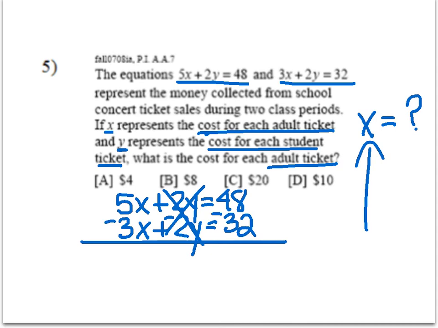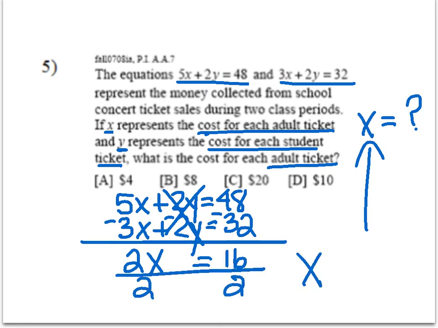So this 5x minus 3x is 2x. 48 minus 32 will give me 16. If I divide both sides by 2, I get that x is equal to $8. Choice B.